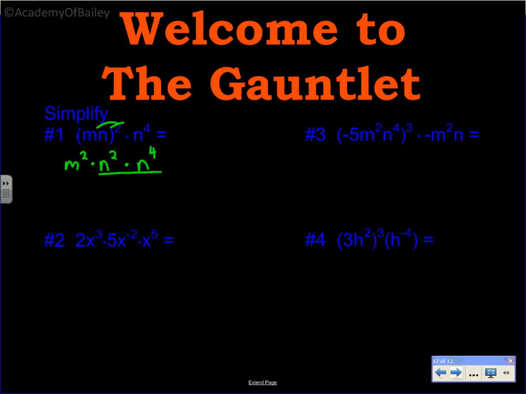They have the same base, so n squared times n to the 4th, same base, and what do you do with those exponents? You're going to add those exponents. And then we bring down m squared with it. And so this right here is the simplified answer. M squared n to the 6th.